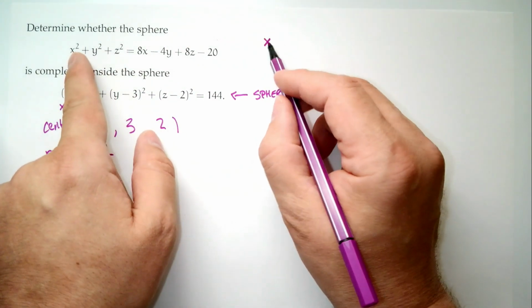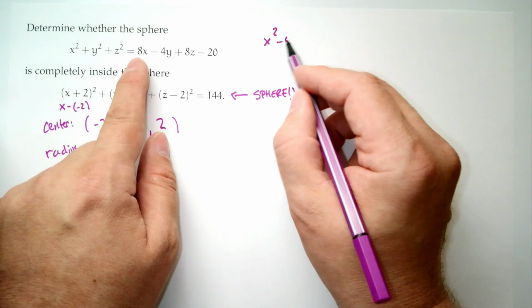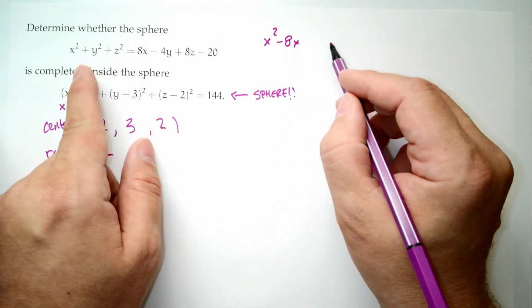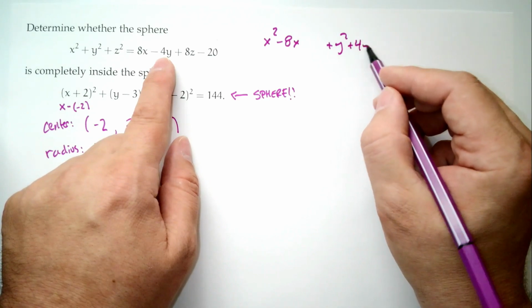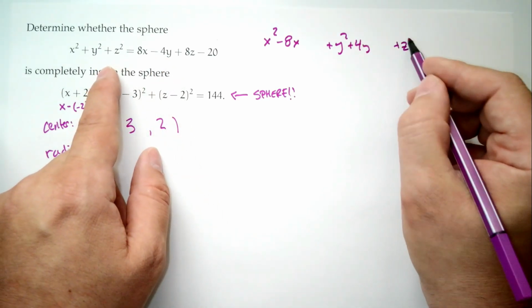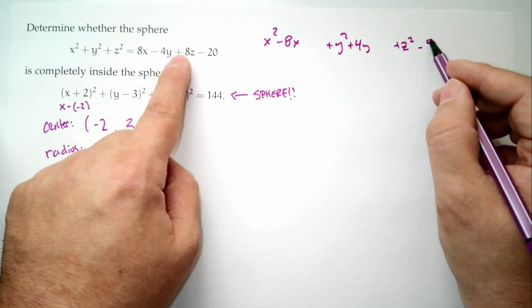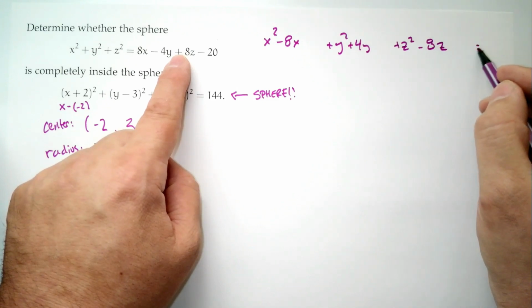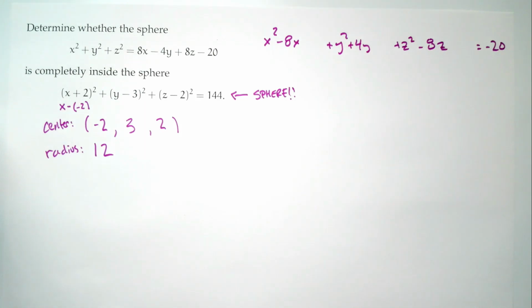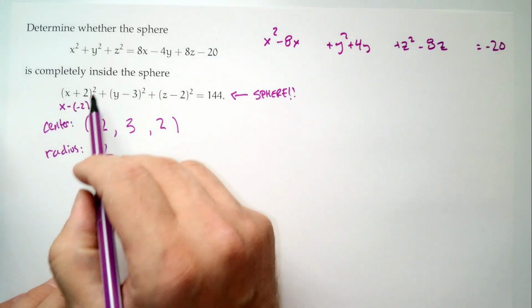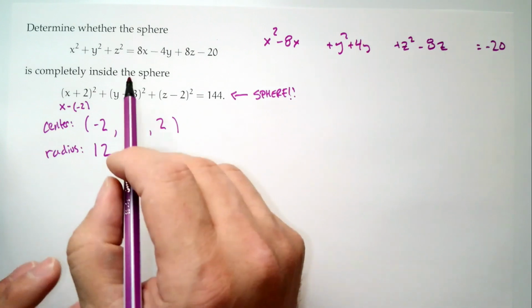I'll have x squared. I'll bring the 8x over. Then we have the y squared. I'll bring the negative 4y over. It becomes plus 4y. We have the z squared. And I'll bring over the 8z. And that, of course, all equals the constant that's left. So far, we haven't done anything other than group variables together. Now, our goal is we want to end up with squares, like x plus 2 squared, y minus 3 squared.